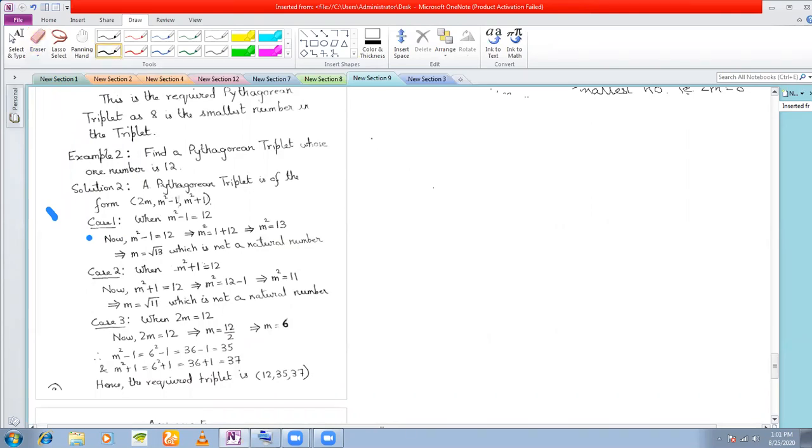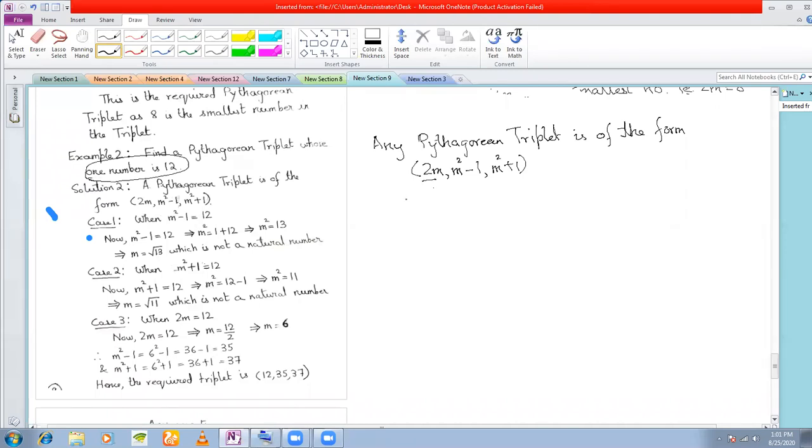We will start by saying any Pythagorean triplet is of the form 2m, m square minus 1 and m square plus 1. Now according to this question, any one number is 12. So it can be either 2m equal to 12 or m square minus 1 equal to 12 or m square plus 1 equal to 12. So we consider the various cases.